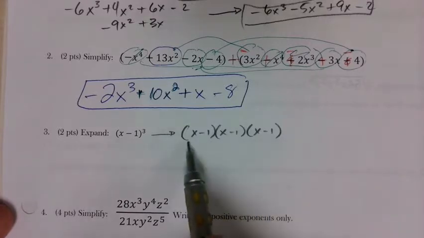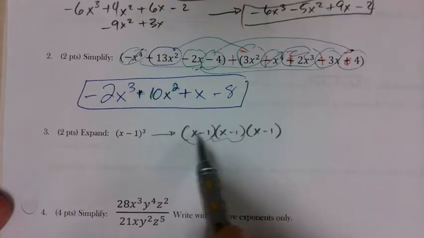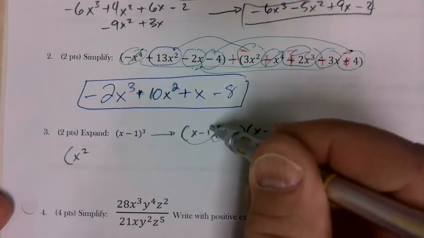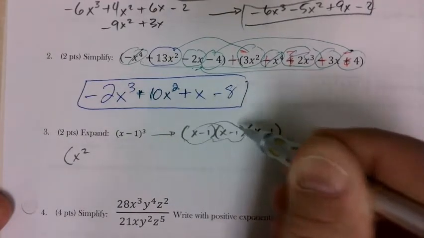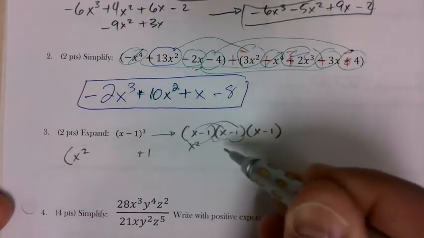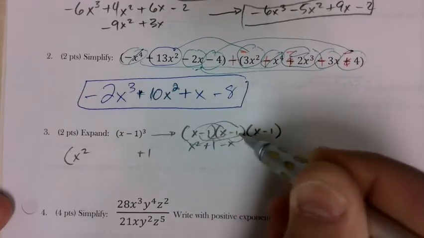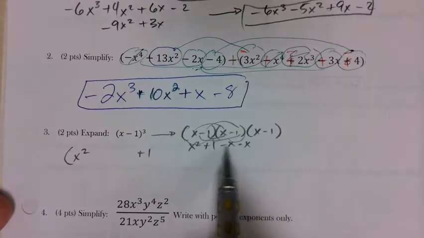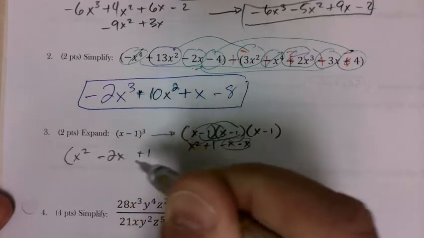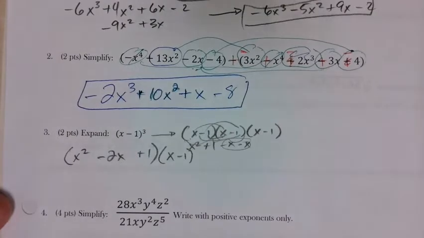Okay, now, when you're multiplying three things, multiply the first two. So x times x, that's x squared. Negative 1 times negative 1, that's a positive 1. Plus 1. Negative 1 times x is negative x. X times negative 1 is negative x. So after I've distributed that times that, I get these negative x's here. That's negative 2x. Okay, now you've still got that times x minus 1.